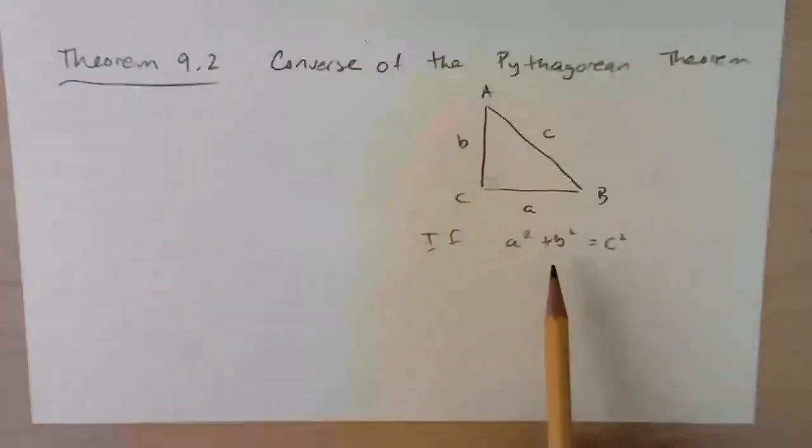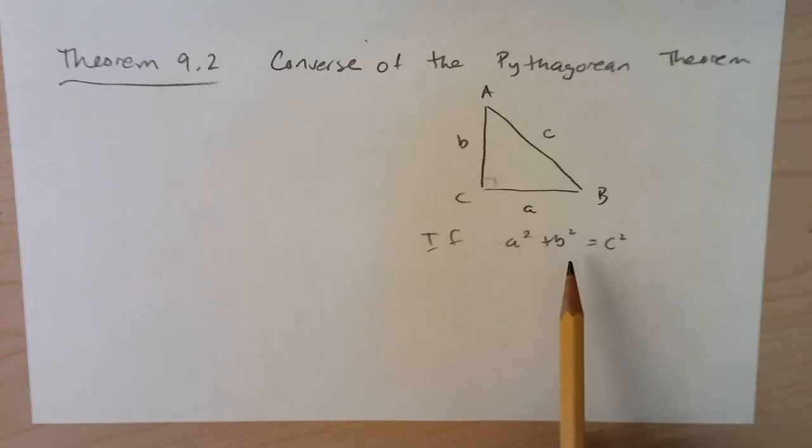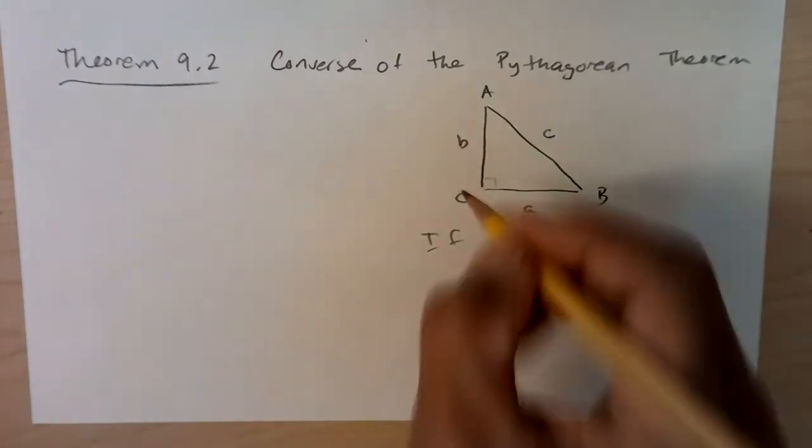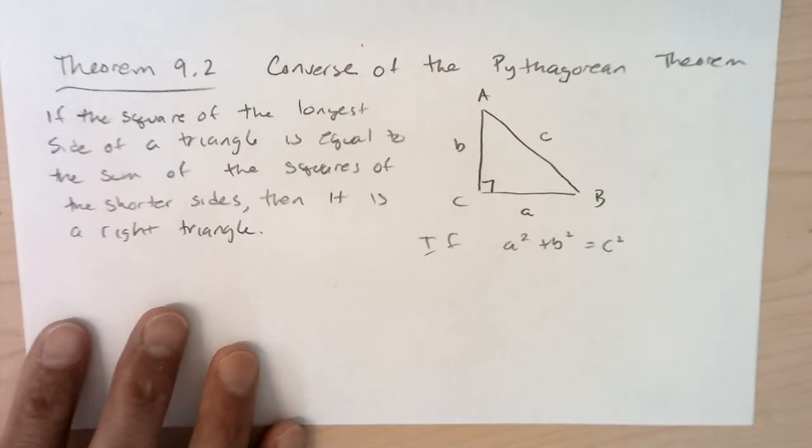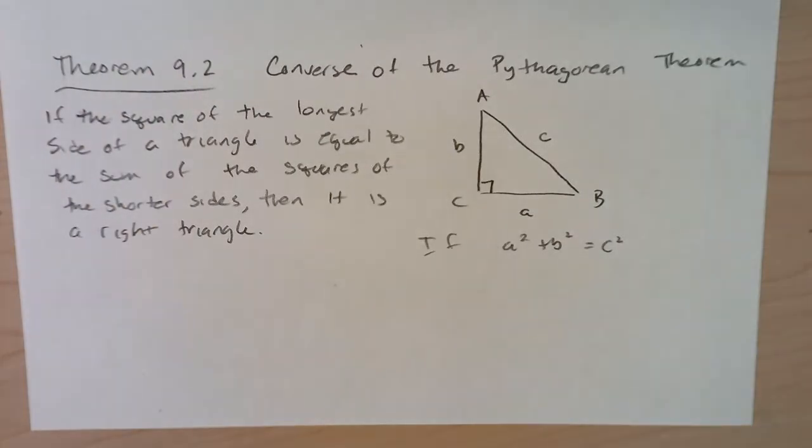So if the sum of the squares of the two shorter sides of a triangle is equal to the third side, the longest side squared, then the triangle is a right triangle. That's the converse of the Pythagorean theorem. There's the converse of the Pythagorean theorem written out, and you would want to use the converse of the Pythagorean theorem to determine if a triangle is a right triangle. We'll go through some examples after we go over the last theorem.